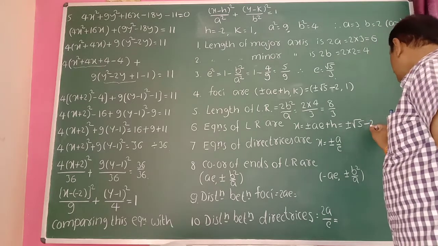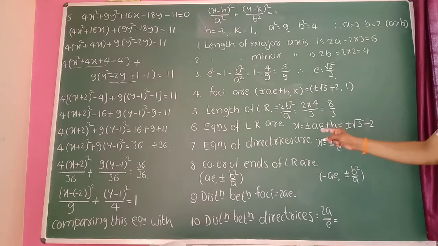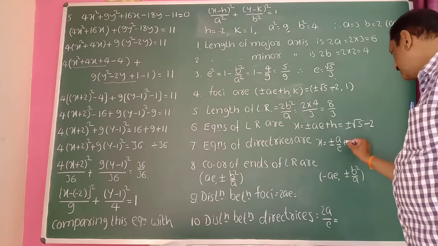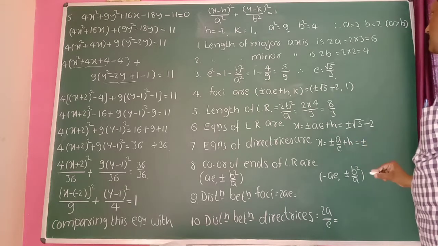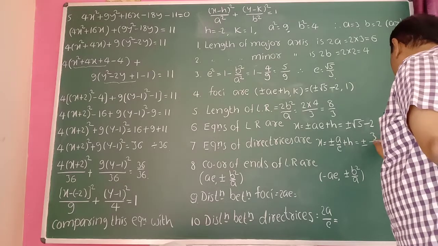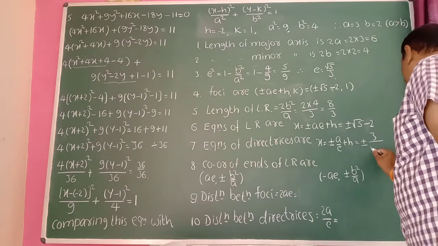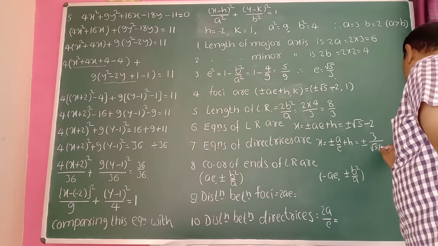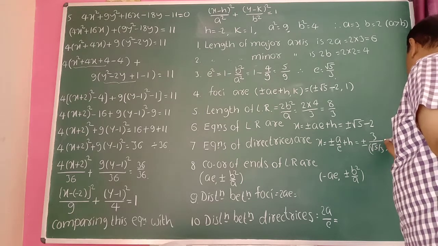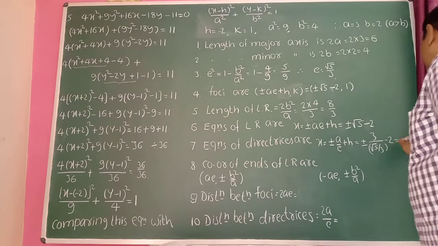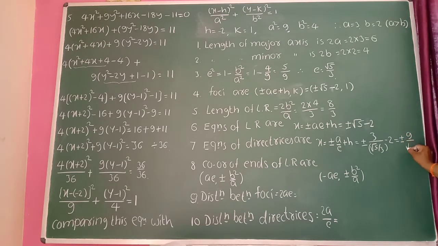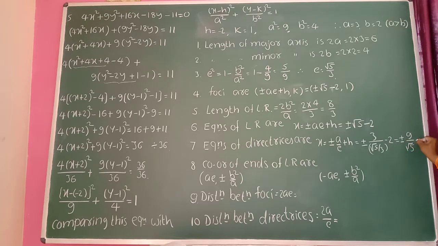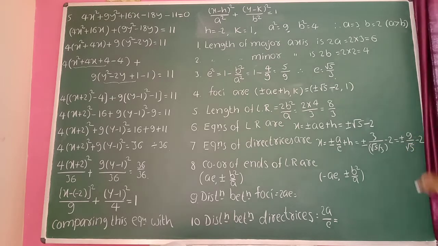Then the equation of the directrix, adding h here. Therefore plus or minus a value 3 divided by e value root 5 by 3, and the h value is minus 2. Take 3 to the numerator. Therefore plus or minus 9 divided by root 5, minus 2.